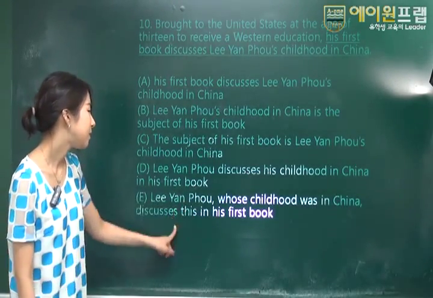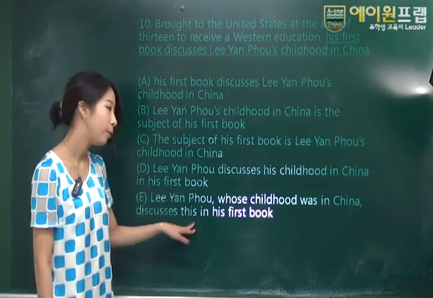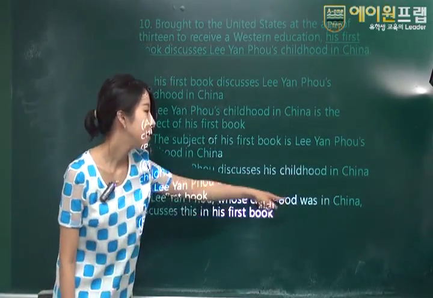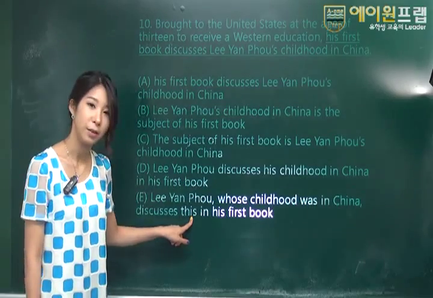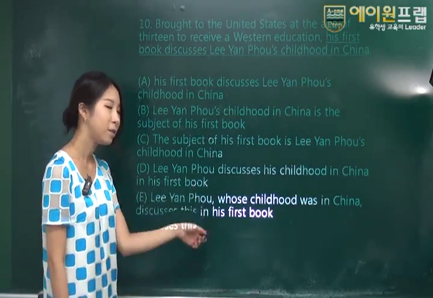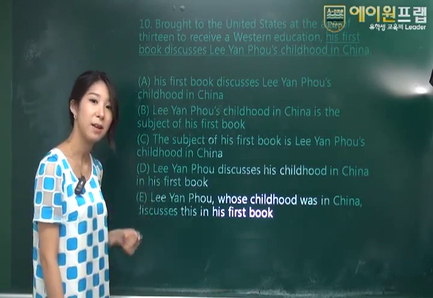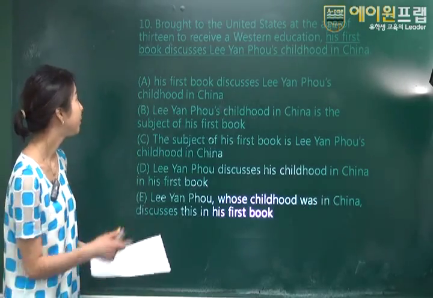So it discusses this in his first book. Why do we unnecessarily use a pronoun here when we can just paraphrase it and put it in here directly? So this is not a good sentence. It's wordy. We can improve this sentence in many ways. But D, I can't improve it anymore. It's the best as it is. So that's why D is the answer.